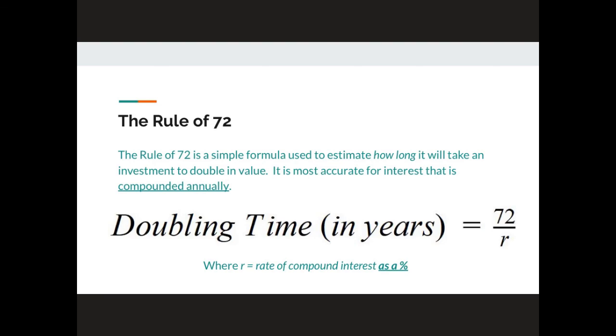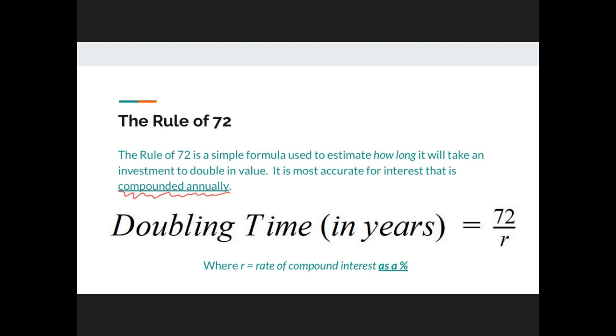Our final note on compound interest is a way to estimate how long it will take an investment to double, assuming that the interest is compounded annually. Now, this can be used for interest that is not compounded annually, for semi-annually or monthly or weekly or whatnot, but it is at its most accurate for interest that is compounded annually.